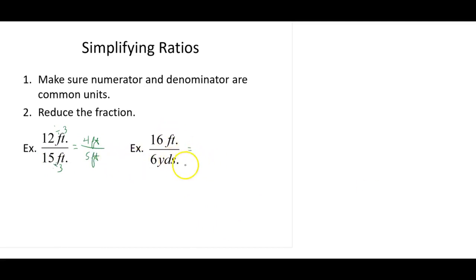However, the next one, if I look, my units are not common, therefore I have to convert either feet to yards or yards to feet. It's generally easier to go from big units to small units, right? Because all you're going to do is multiply and it'll always come out even. So when I look at a foot and a yard, which one is bigger? A yard is bigger. And we have to know 1 yard is equal to 3 feet.